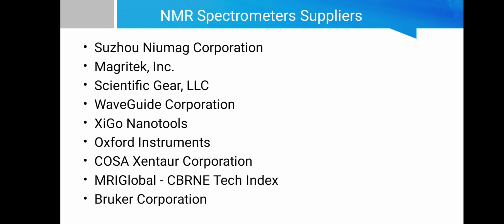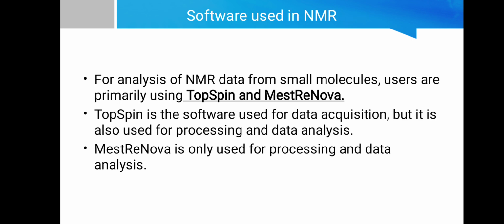So if we talk about the NMR spectroscopy spectrometer suppliers: Newmark Corporation, Magnetic Inc., International Scientific Gear, Wavewide Corporation, Seago Nanotools, Oxford Instruments, COSA Centaur Corporation, MRI Global, CBRNE, Tech Index, Bruker Corporation. So in the last we will talk about the software which is used in the NMR.